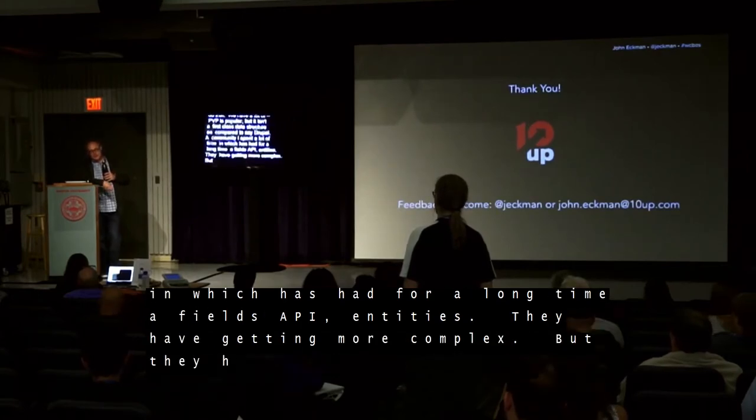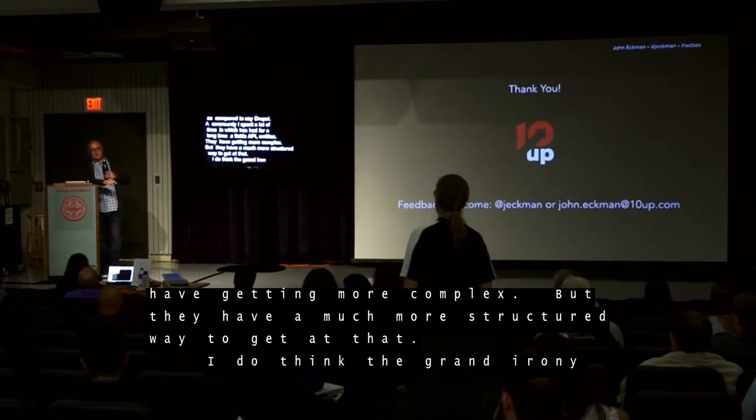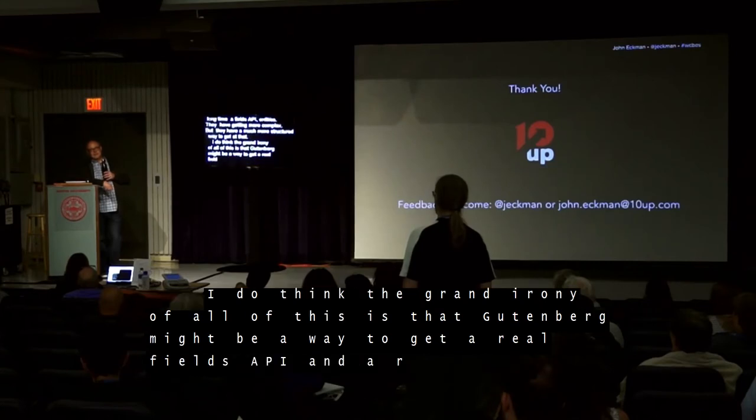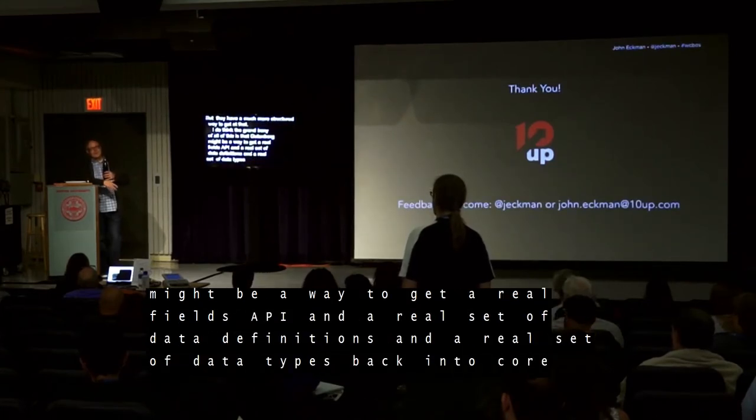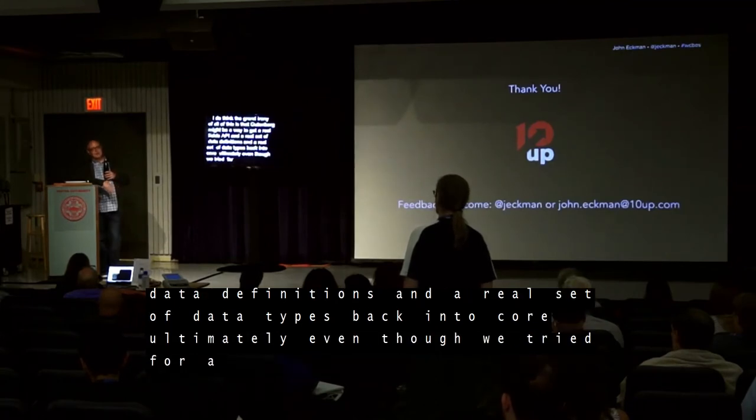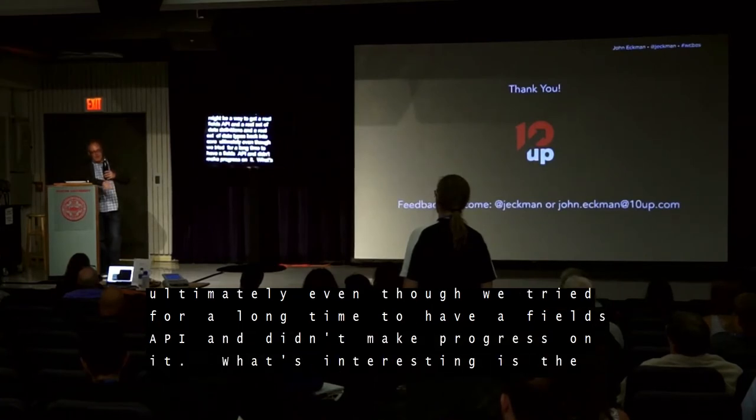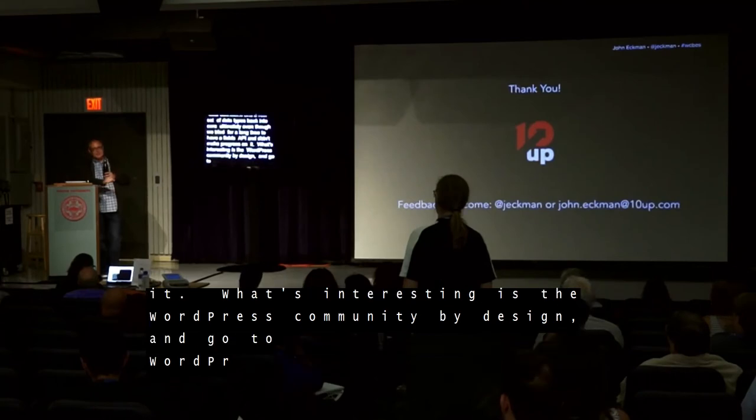I do think the grand irony of all of this is that Gutenberg might be a way we finally get a real fields API and a real set of data definitions and data types back into core ultimately, even though we tried for a long time to have a fields API and didn't make progress on it. What's interesting is the WordPress community by design, and go to wordpress.org/about/philosophy, right?